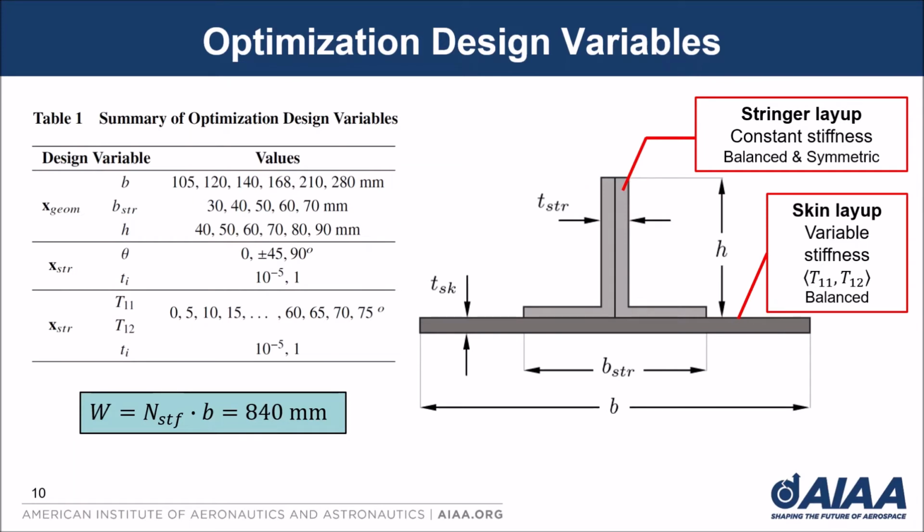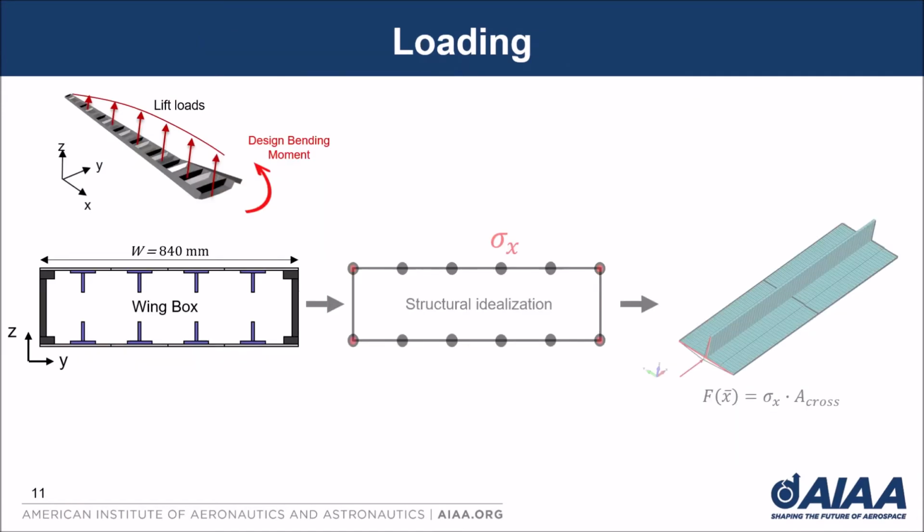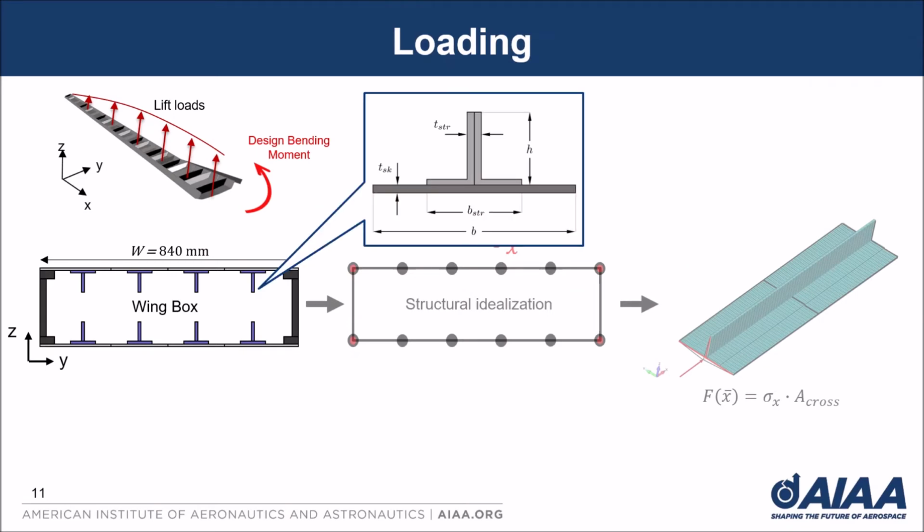The stringer layup is composed of balanced and symmetric constant stiffness laminates using conventional fiber orientations. For the skin layup, only variable stiffness laminate layers are used. We only assume the layers are balanced to each other. To calculate the load acting on the unit cell finite element model, we use the same design bending moment at the wing root for all individuals in the optimization. As we know all design variables from one individual, we can define for that individual a specific geometry of a wing box configuration.